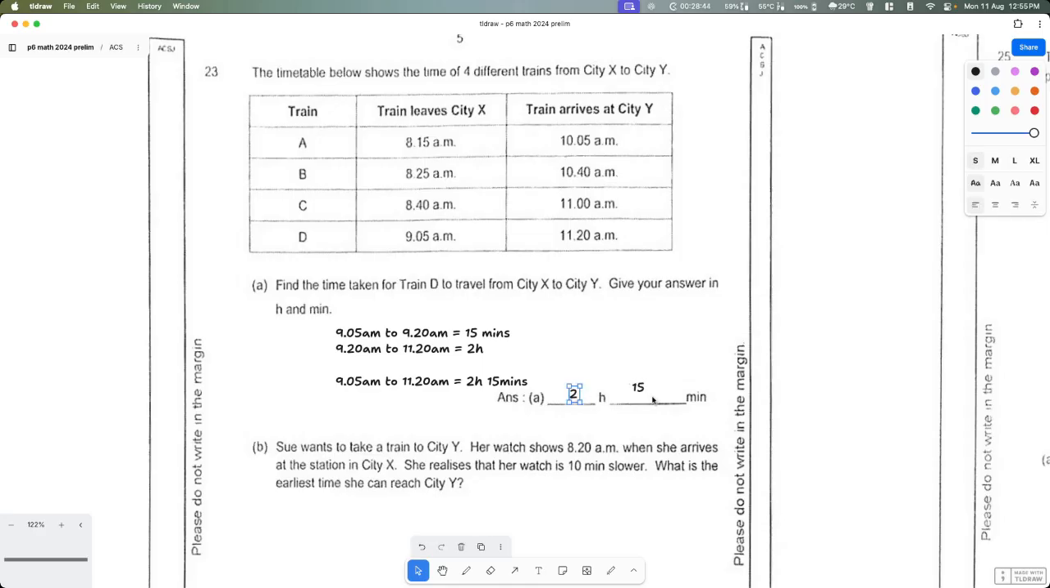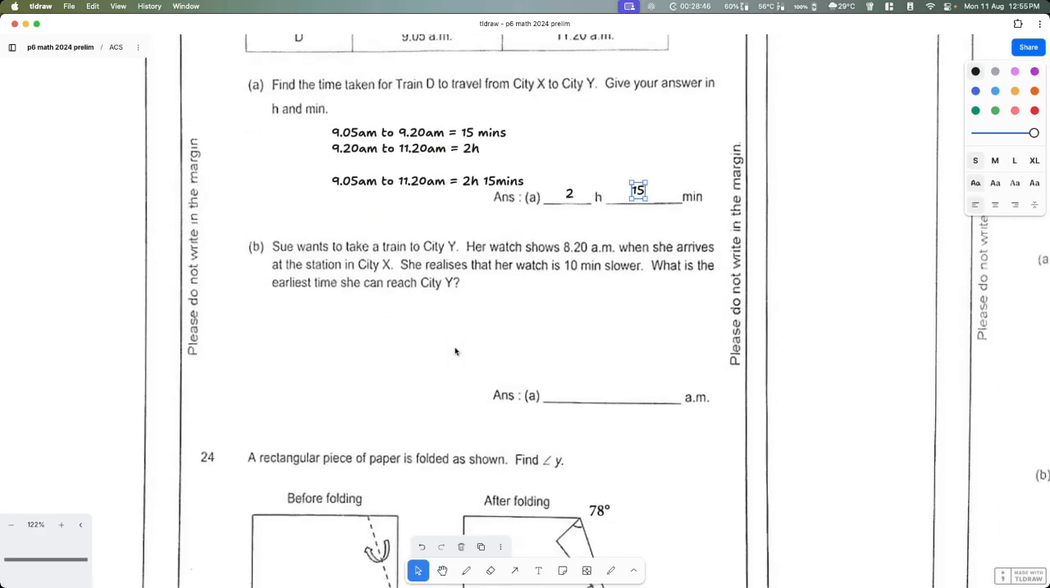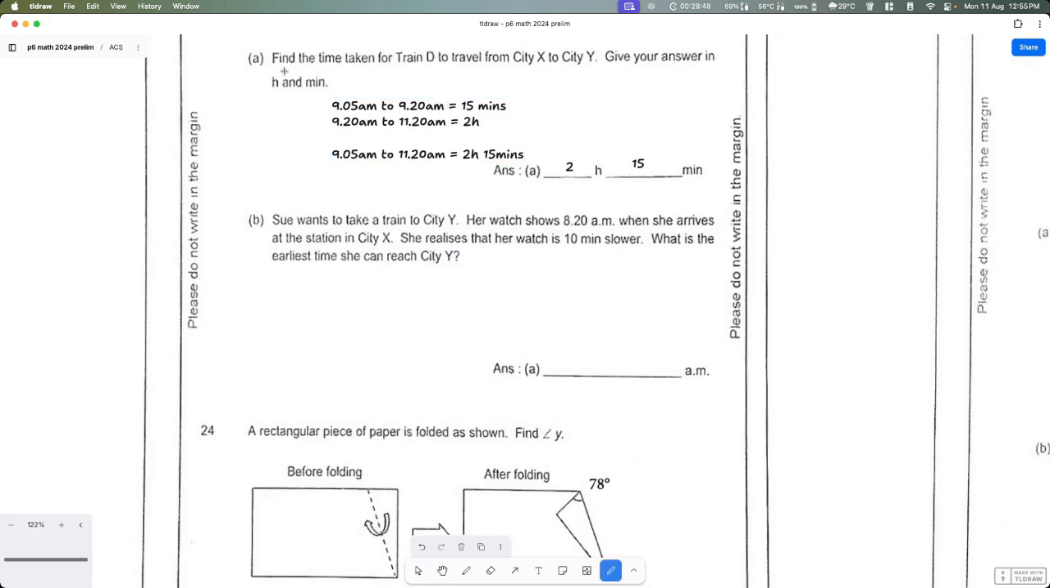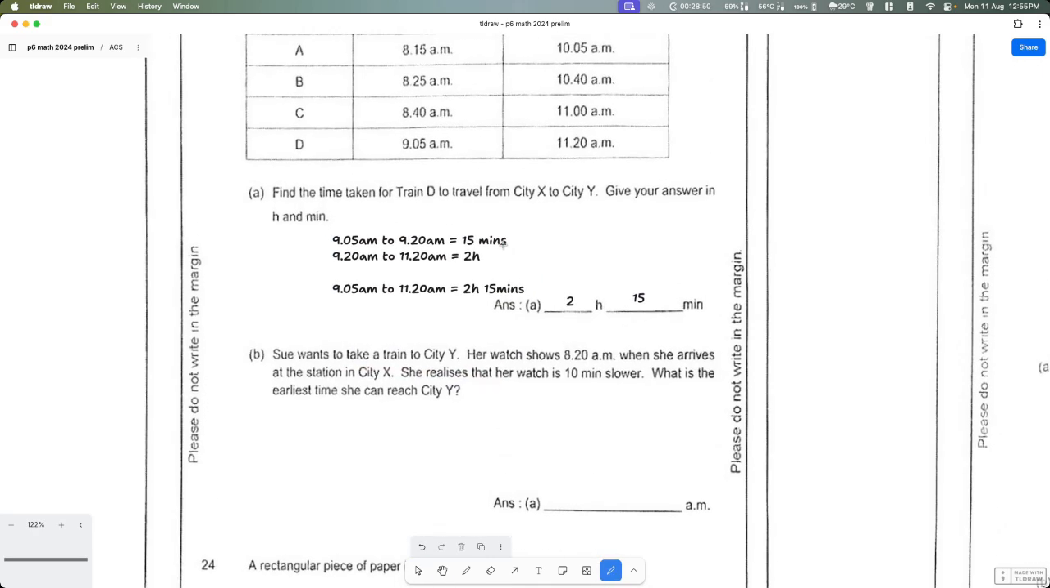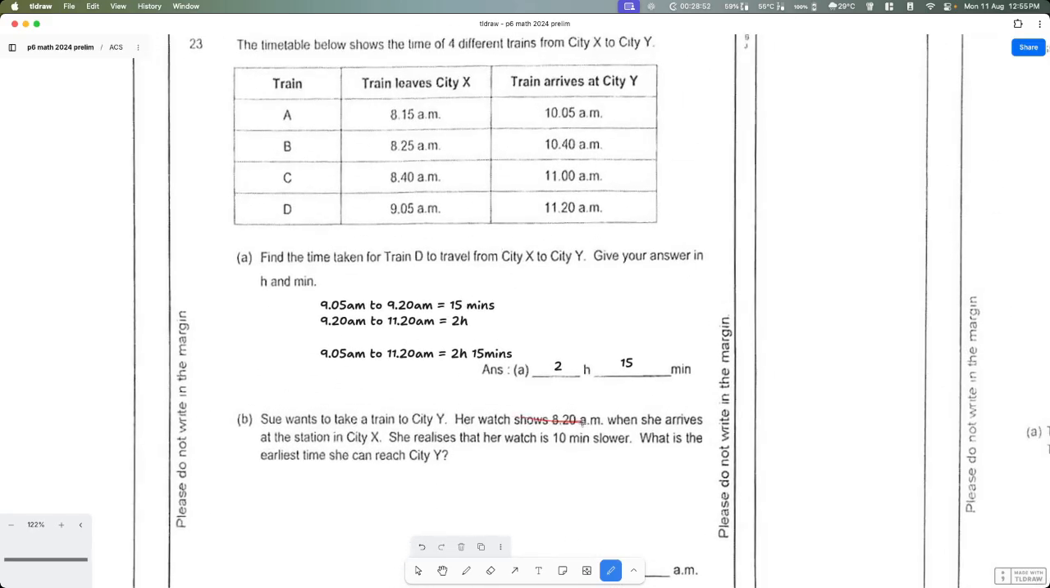Okay, let's move on to part B. So it says here, Sue wants to take the train to City Y. Her watch shows 8:20 a.m. when she arrives at City X. She realized that her watch is 10 minutes slower. What's the earliest time she can reach City Y?